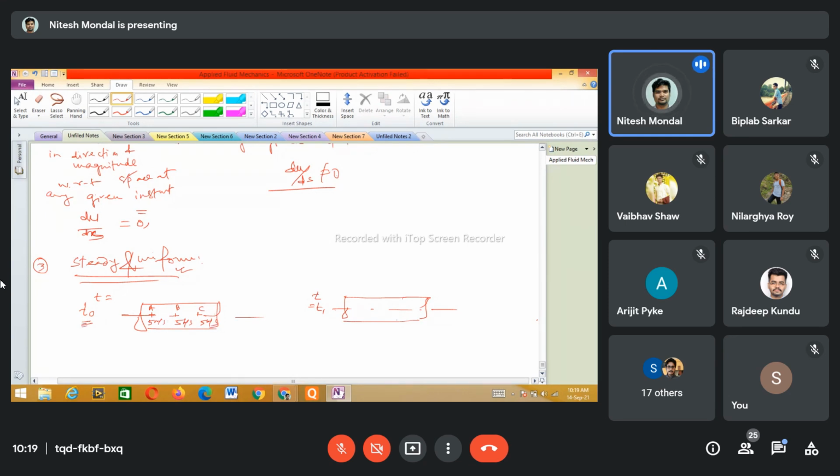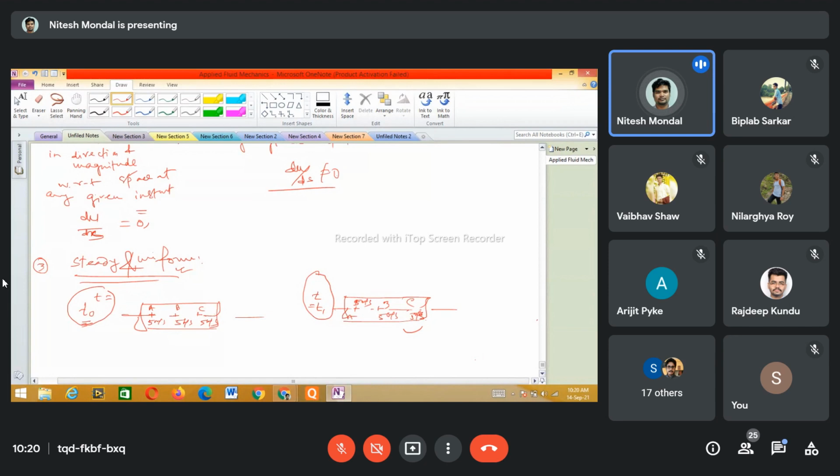Now if time is changed, at the same place, here at point A it is 5 meter per second, at point B also 5 meter per second, at point C also 5 meter per second. So there is no change with respect to time. So at t equal to t1 you get the same velocity as at t equal to t0, at point A, at point B, and point C. At each and every place, the velocity will be the same. So this is steady and uniform.